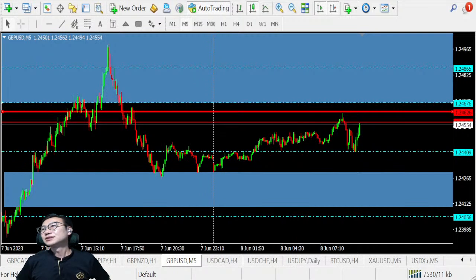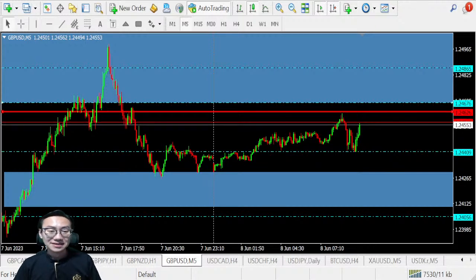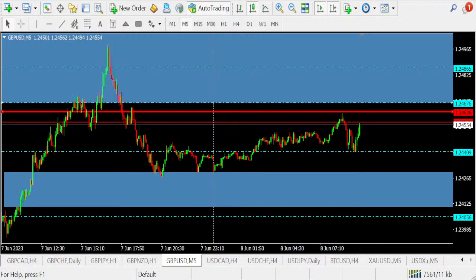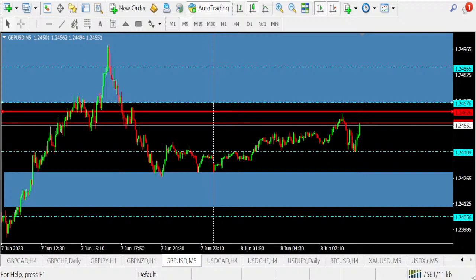Let's wait for it to test onto the resistance. If I want to sell, always remember we are going to sell at the resistance. Am I right? So now it's time for us to wait for it to reach the resistance before we actually take action. So just be patient, just wait for a while.